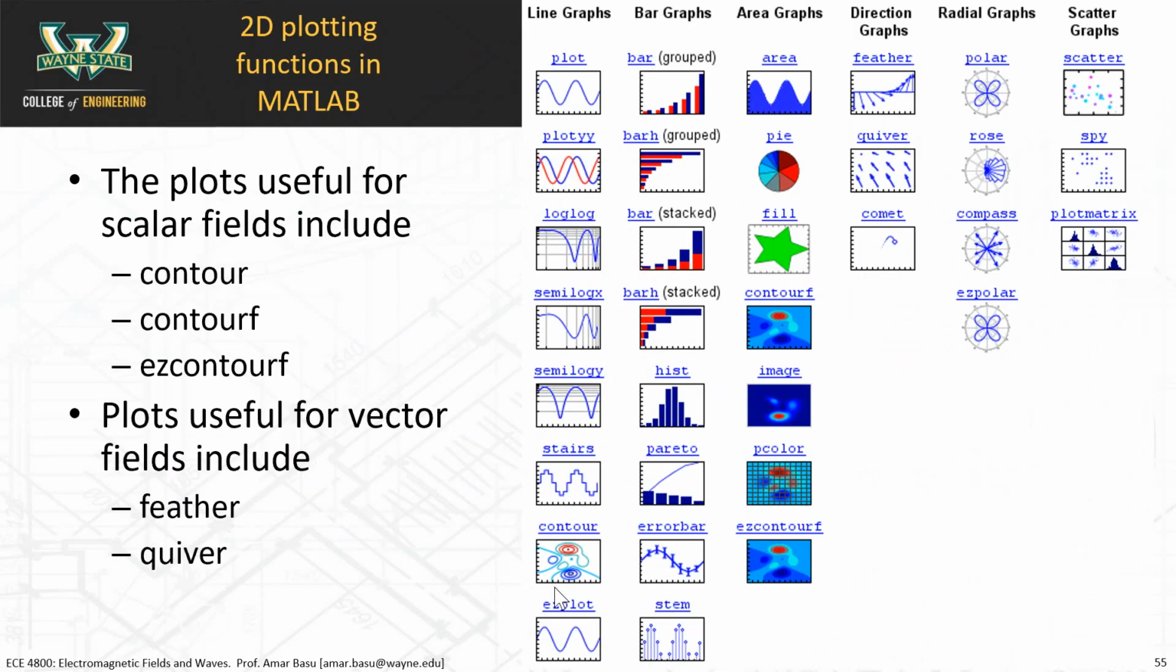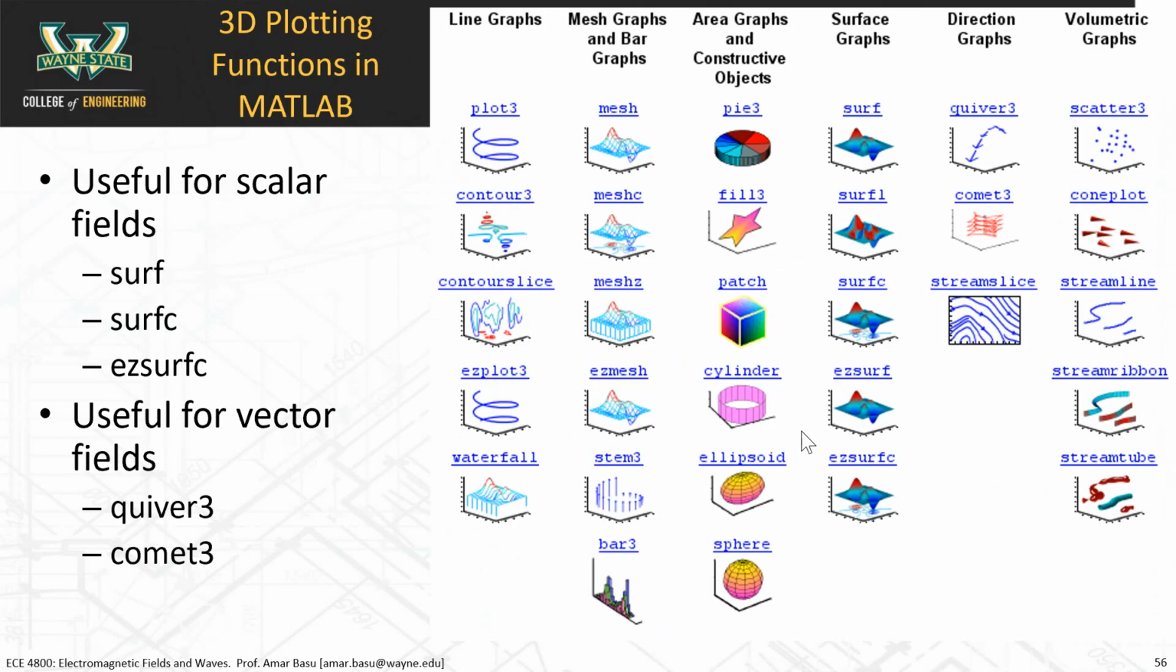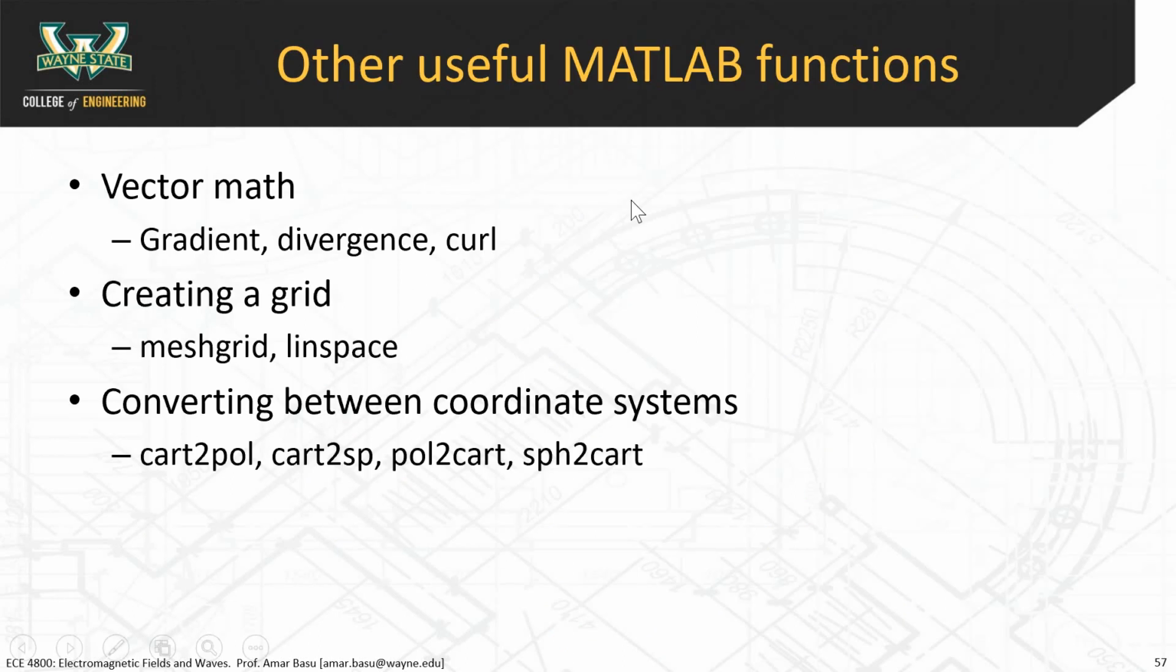Okay, so I had these from last semester, so I just want to make you all aware that MATLAB also has two-dimensional and three-dimensional graphing functions. We went over some of them in Python, and here are the similar functions that you've probably used before in MATLAB. And MATLAB also has these functions, gradient, divergence, and curl built in. I'm going to show you how to calculate them separately in Python.